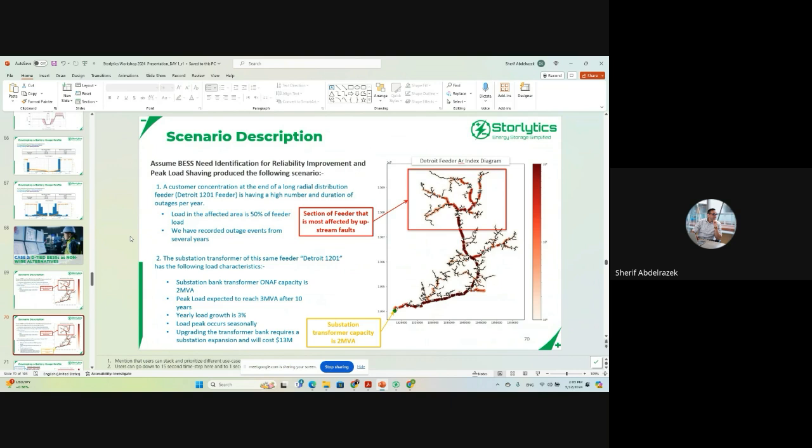Now, secondary application. The substation transformer of this feeder, Detroit 1201, has the following characteristics. The bank transformer ONF capacity is 2 MVA, even though I know probably Duke Energy doesn't have any 2 MVA bank transformers. So, all right. Peak load expected to reach 3 MVA in 10 years, and we're also assuming a 3% yearly load growth. Load peak occurs seasonally. Upgrading the transformer bank requires a substation expansion and will cost $13 million.